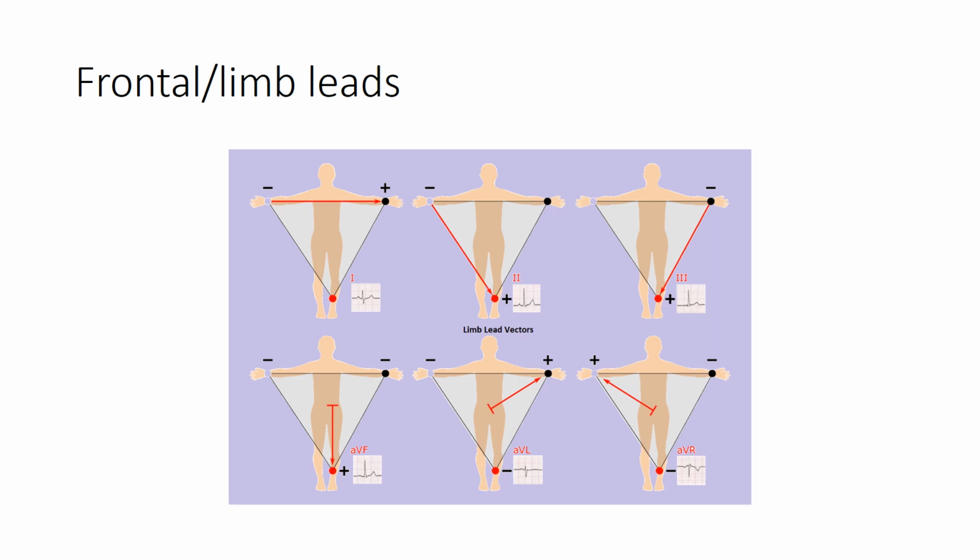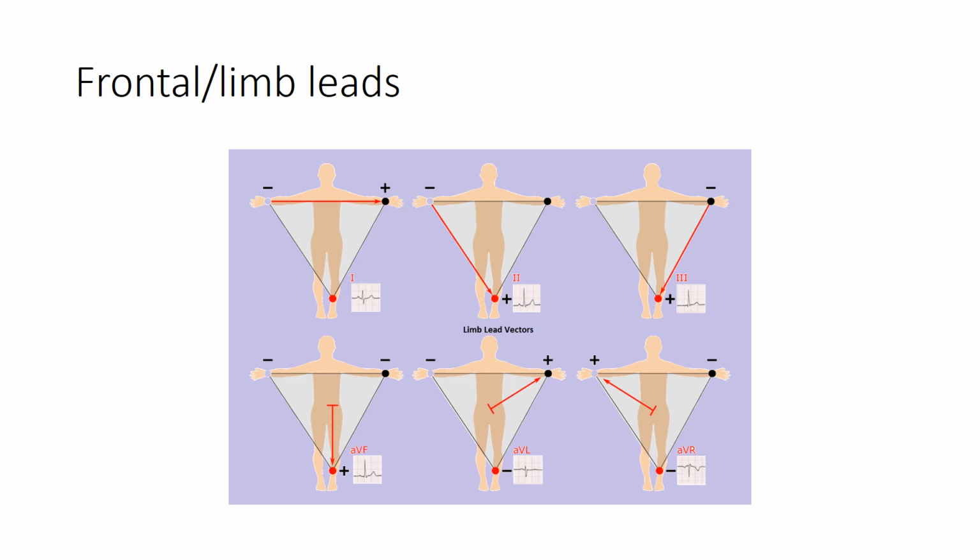There are a total of 12 ECG leads. 6 are the limb leads and 6 are chest leads. Depicted in this picture are the 6 limb leads. Of the 6 limb leads, 3 are the bipolar limb leads and 3 are the unipolar limb leads.